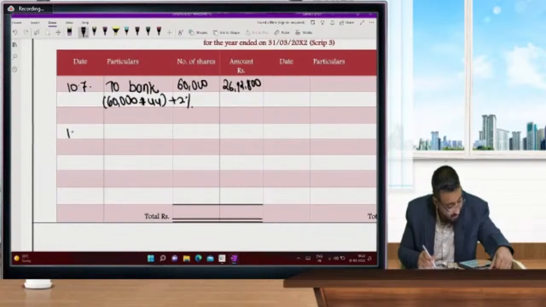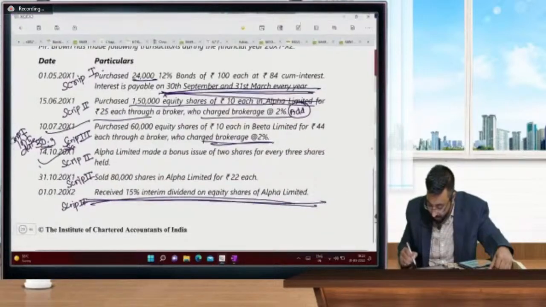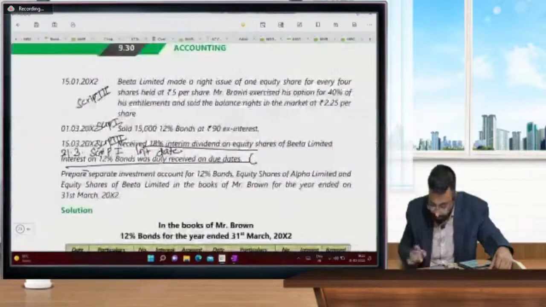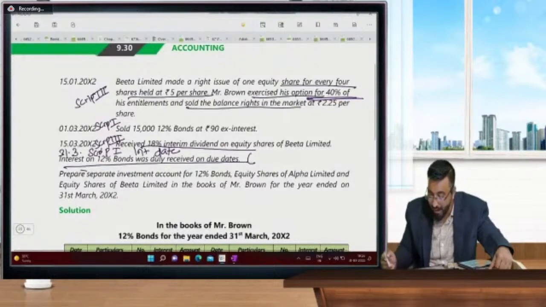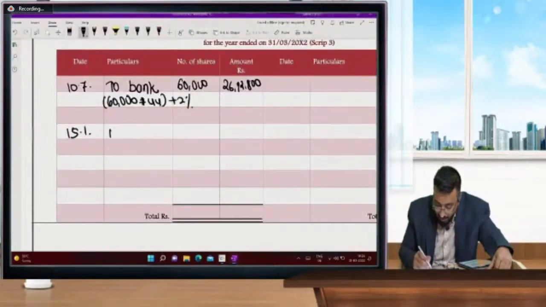15th. Next date. 15 Jan. What happened on 15 Jan? Right issue. 5 rupees per share. And he sold it 40%. He exercised 40% and sold the balance rights at 2.25. Okay. Chalo.